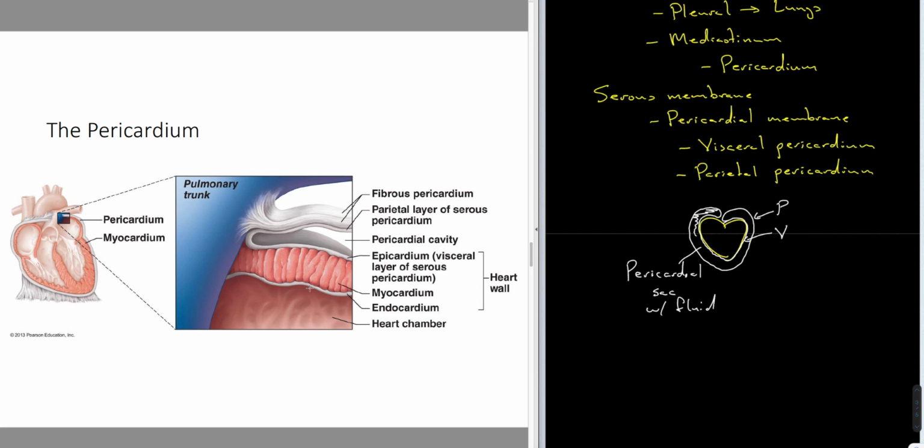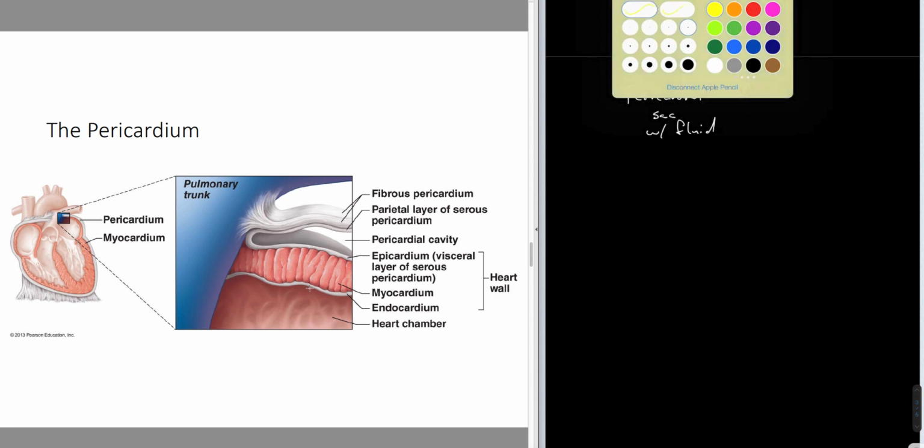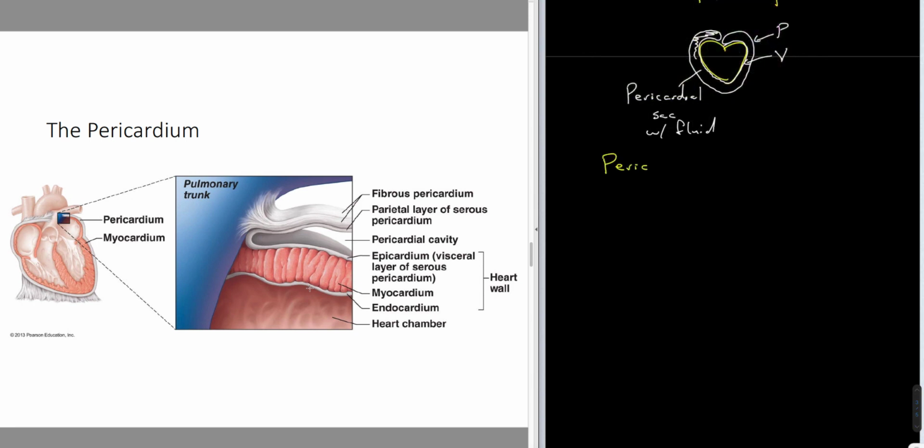Now, each serous membrane has something unique. Let's talk about the uniqueness of the pericardium. When we say pericardium, we're referring to the serous membrane of the heart. So the pericardium actually has another layer. We call this a fibrous pericardium. Okay, this is just connective tissue. And this anchors and holds the heart and its blood vessels.